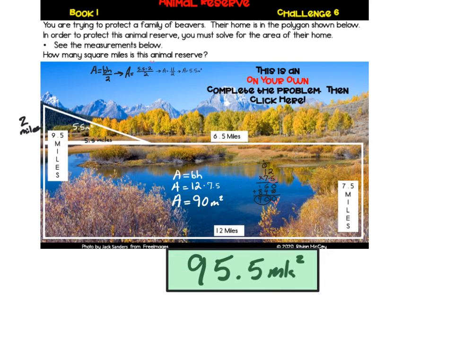Perfect. Hey, that is how much area your family of beavers have in this animal reserve right here, and I hope you love it. Hey, if you made a mistake anywhere along the way, no worries at all, my friend. Pause that video, fix that mistake. That is your fastest way to learn.